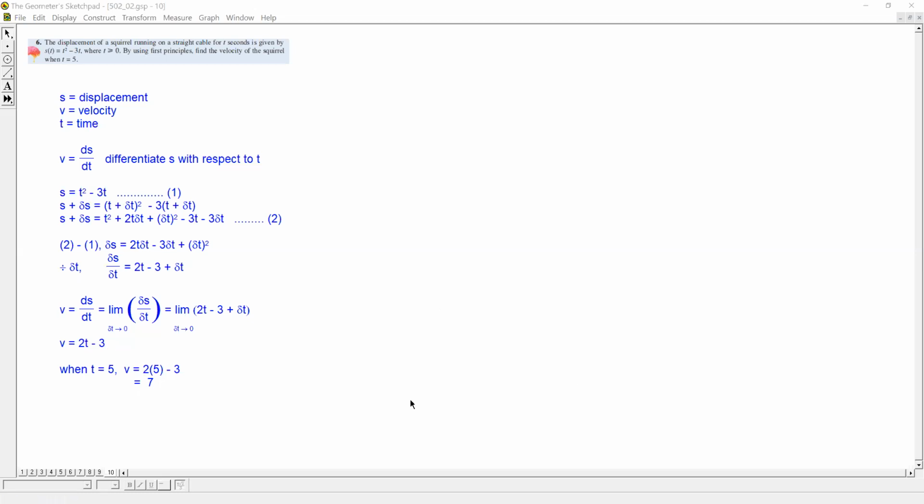v equals 7. They didn't tell us whether it's meter or not. So if meter, it will be 7 meter per second. If it is unit, it will be 7 unit per second. Okay, any question?